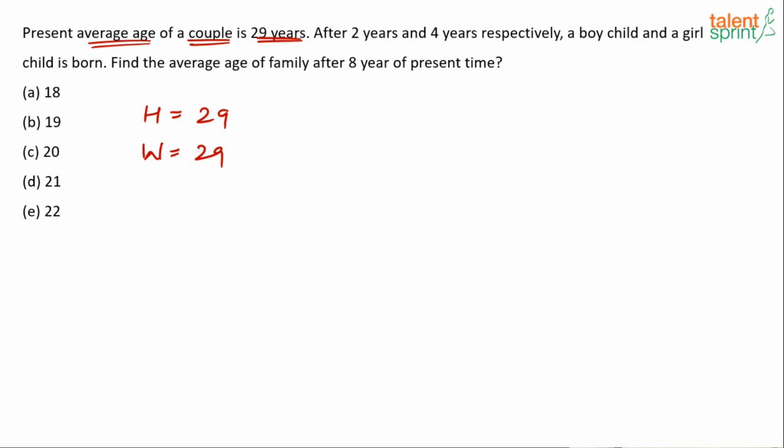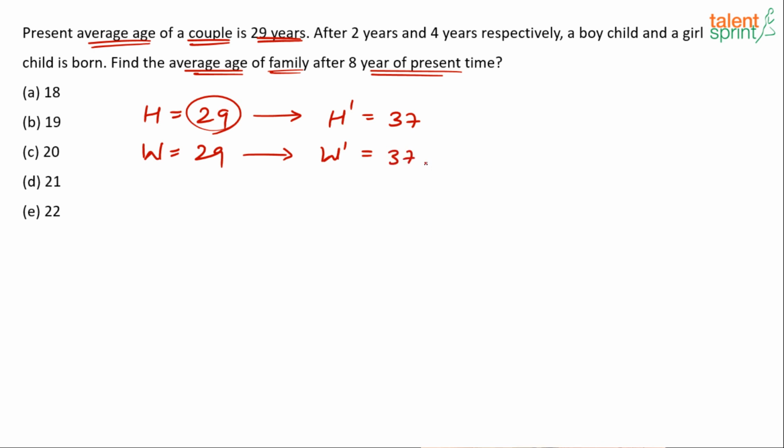So we can assume that in this case. He says the average age of a couple is 29 years. I'll say husband's age is 29. Wife's age is also 29. Average anyways is 29. Now look at what it says. These are present ages, right? Now try to understand. He is asking us to get the average age of the family after 8 years of present time. So can you tell me what will be the husband's age after 8 years? If presently he's 29, after 8 years he would be 37. What will be wife's age after 8 years? W dash, let's say. Same, 37. Yes or no?